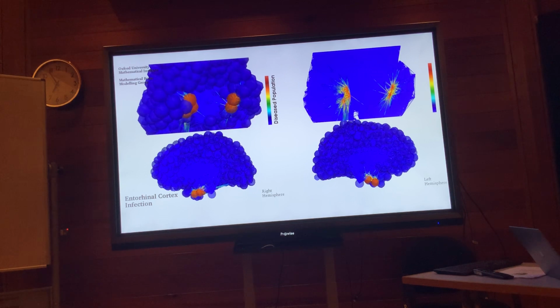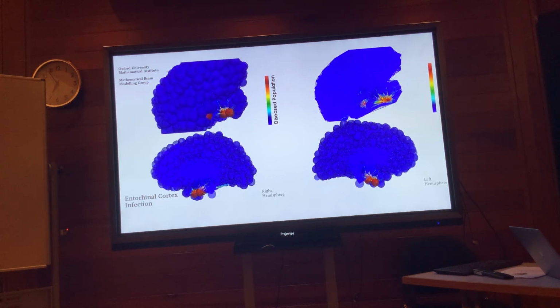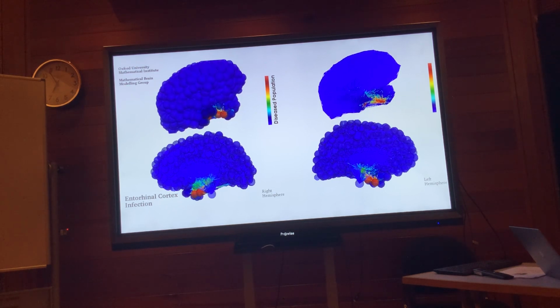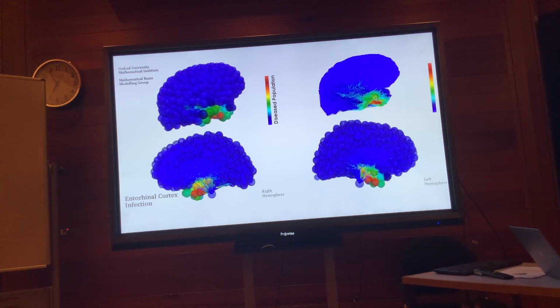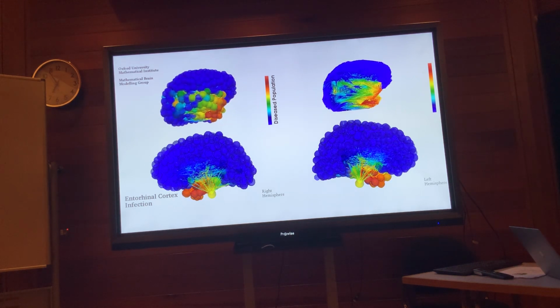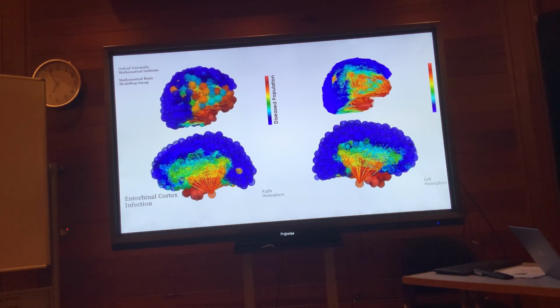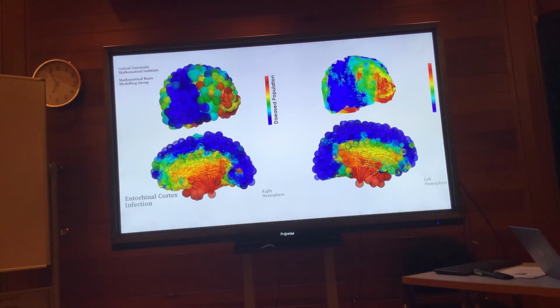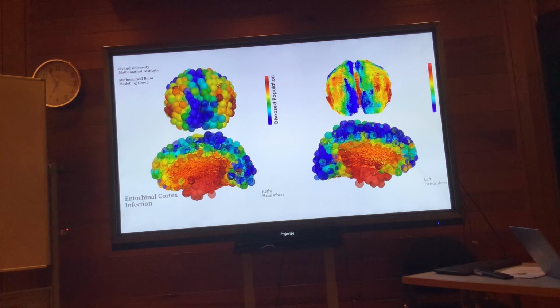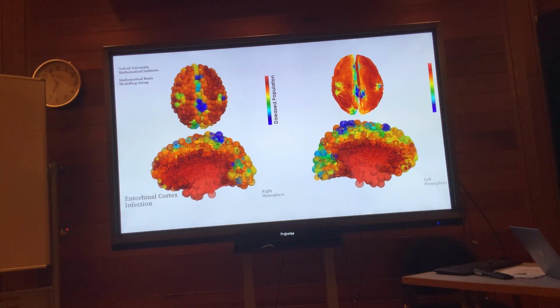So we see both left and right because there is no known asymmetry in the disease. The one on the right is the edges, what happened on the edge, and the one on the left is what happened on the node, and the left and right hemispheres are symmetric. And then you have invasion of the entire brain.